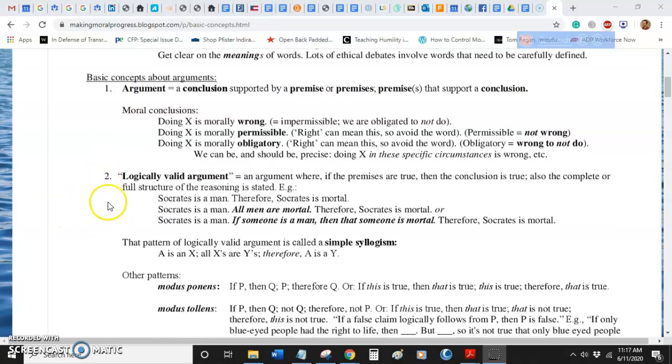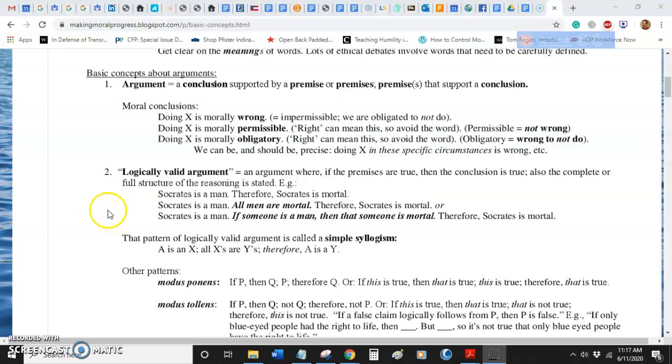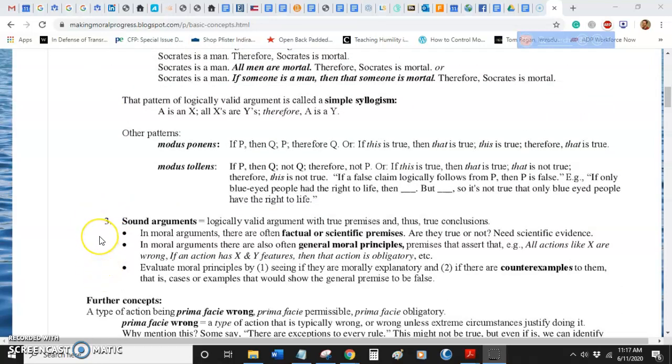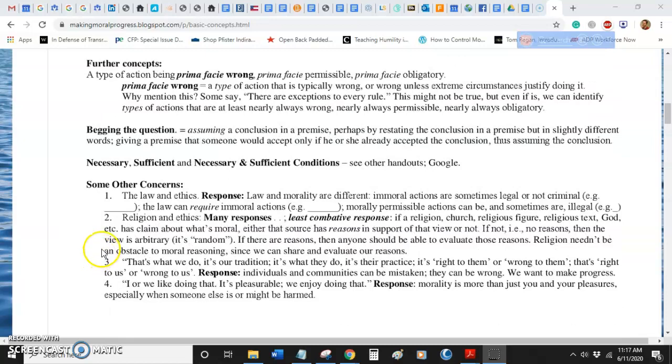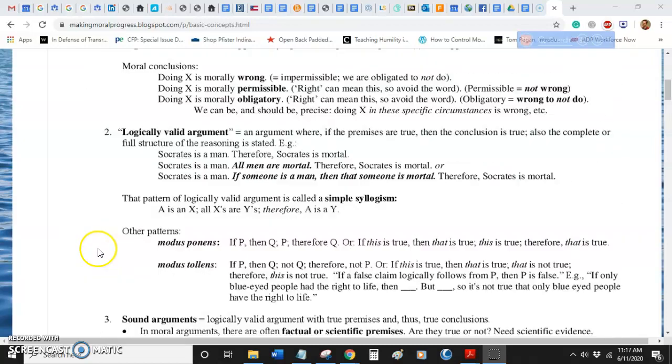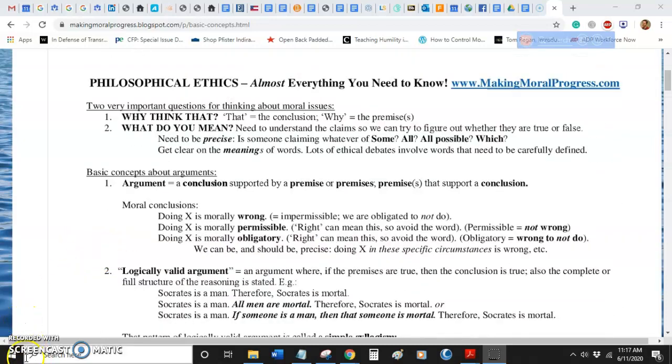We'll want to spell out that argument, that reasoning in its full structure so we can see all the assumptions. And then we're going to want to think about those things that you say in favor of that conclusion, are they claims that are true or false? And how do we figure that out? So that's a brief overview of some of our most important concepts, and we'll be practicing these throughout our class.